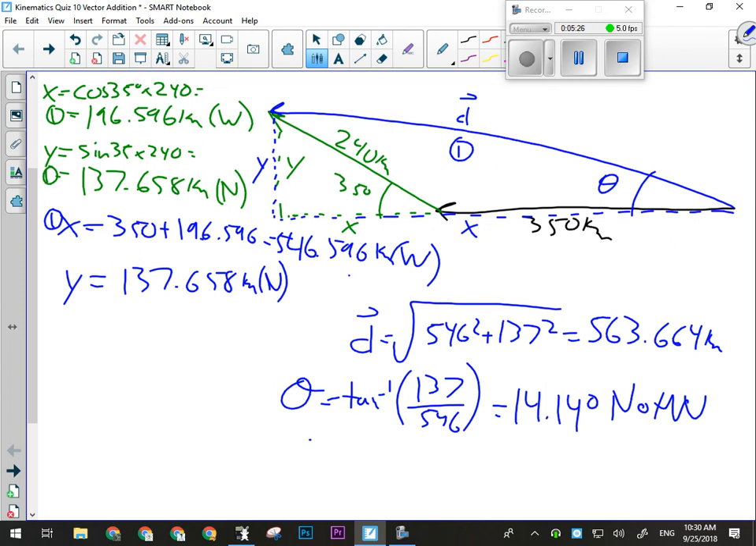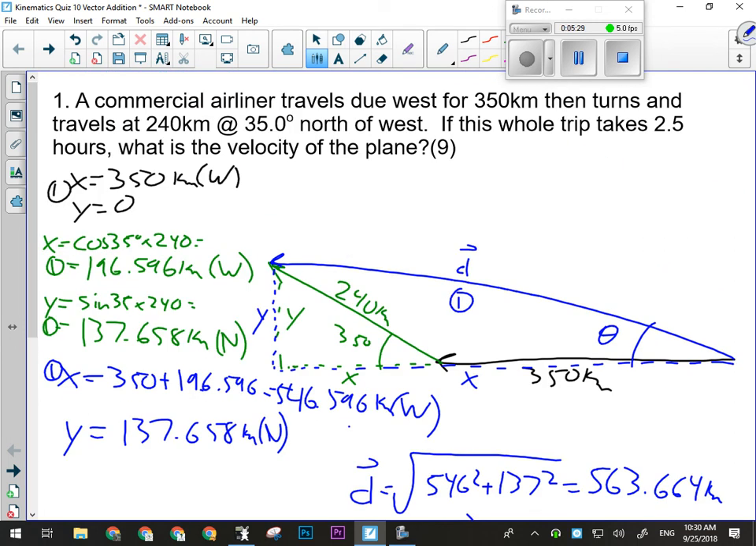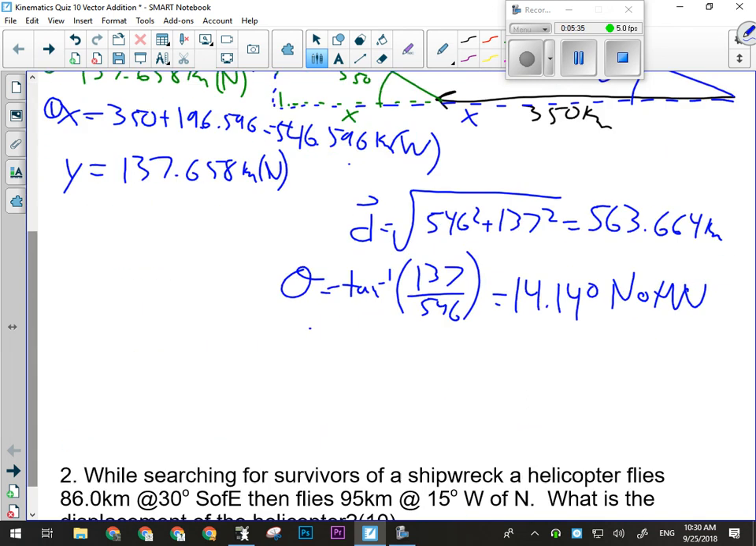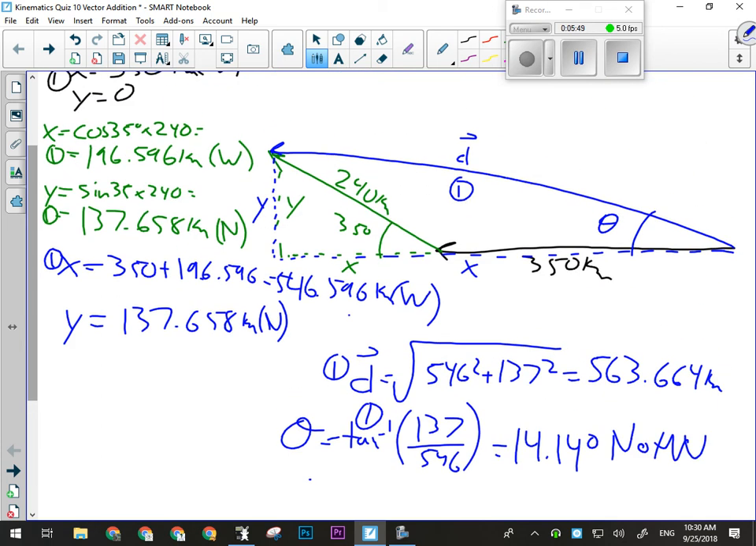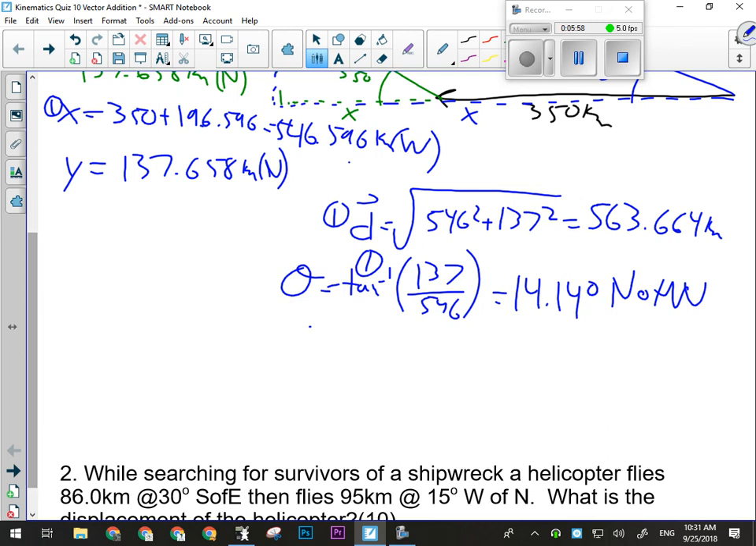North of west. And we only have in this question, well, actually, we're not going to do significant figures yet because we're not done. Okay, so that's where we're at right now. So you'll get a mark for the Pythagorean theorem, a mark for this, and then we got to do our last calculation, which is v equals d over t. So right now we're up to 1, 2, 3, 4, 5, 6. That's 6 marks we're up to. Okay, so we're up to 6 marks.